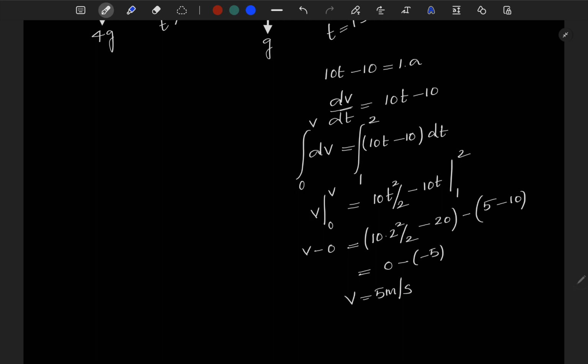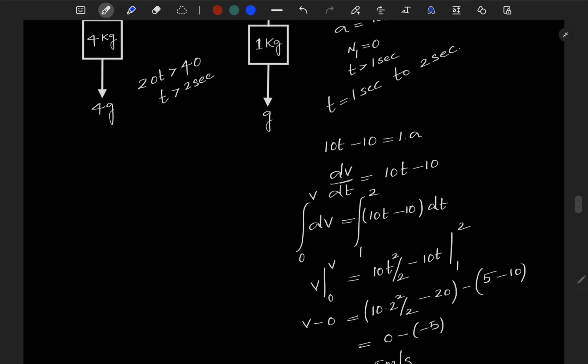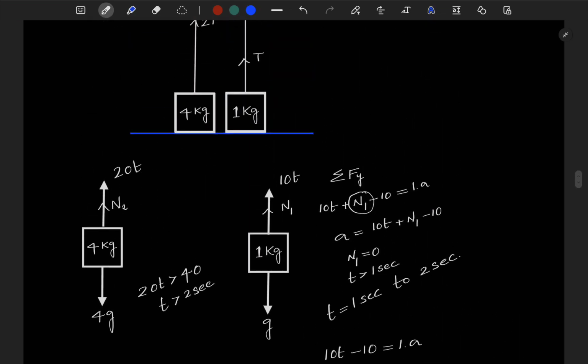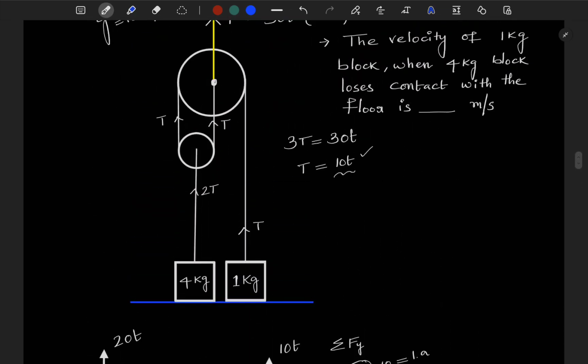So the speed or velocity of the 1 kg block when the 4 kg block loses contact with the ground is, the answer for this question is 5 meter per second. Oh yeah, the unit is already mentioned, so the answer is just 5 meter per second. That's the answer for this question.